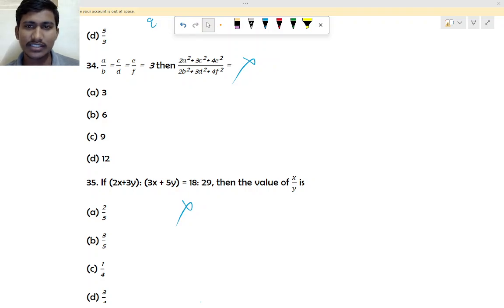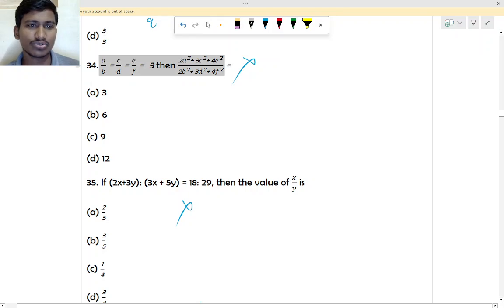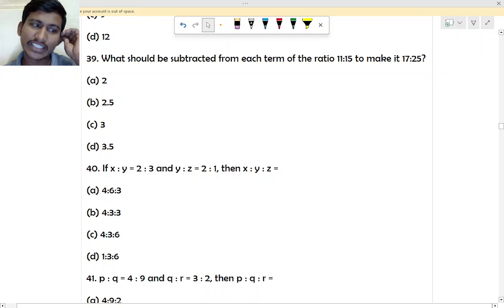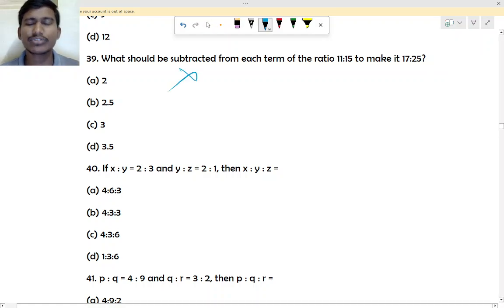So students, these questions are not there. From 34 to 39 it is not there. Okay, leave this question. So from 40 we will do.